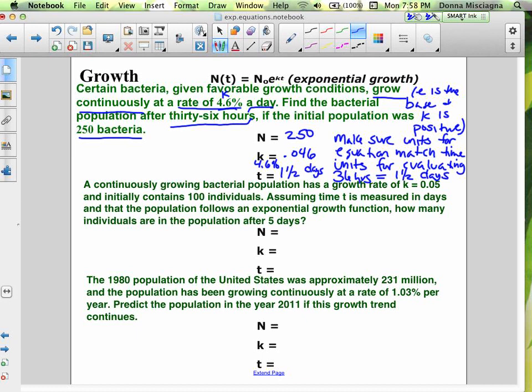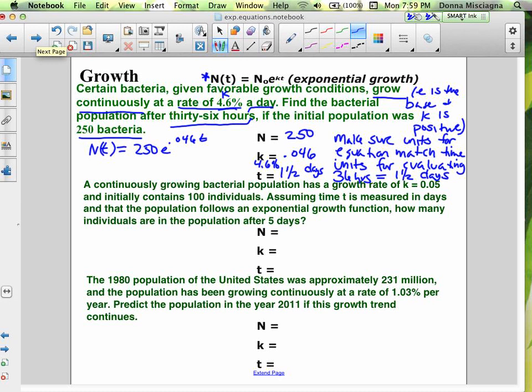Let's put a unit there. All right, so let's write our equation right up here. That's the format. N of t is equal to our starting value, which is 250, times e to the 0.046 t.